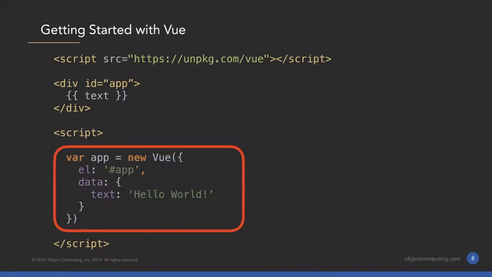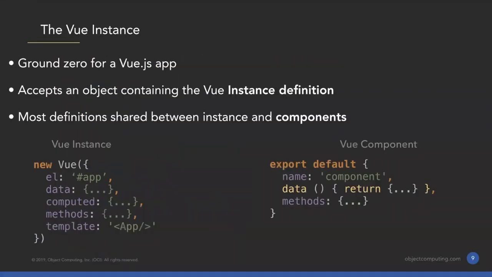That's where the magic starts to happen, and we'll talk more about the Vue instance right now. So a Vue instance is really the ground zero for any Vue.js application or Vue.js sub-component if you're using it in a non-single page context. The Vue instance is instantiated, obviously, with new Vue, and then you pass it an object, which, generally speaking, I see referred to as the instance definition. That's what I call it.